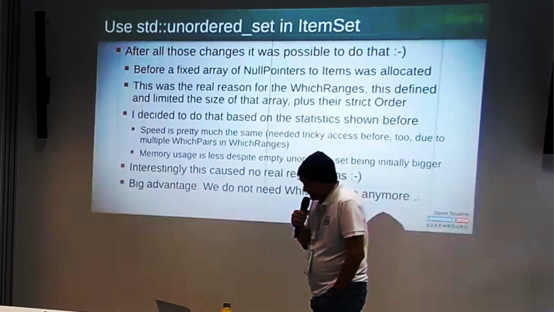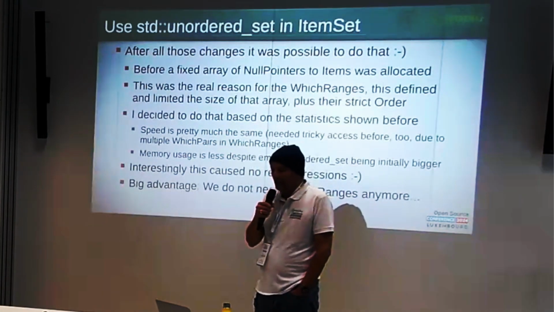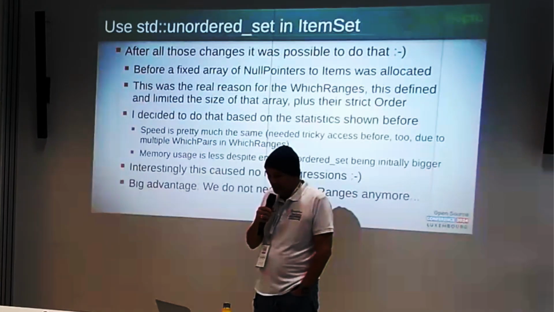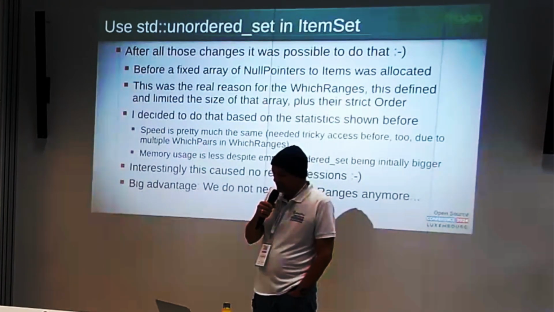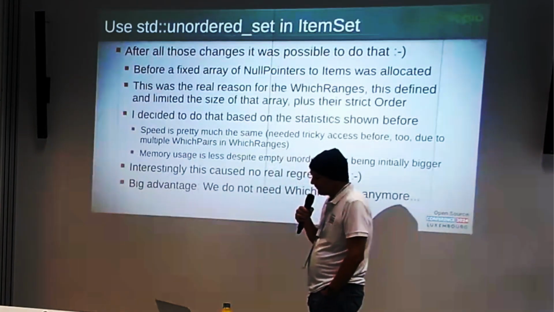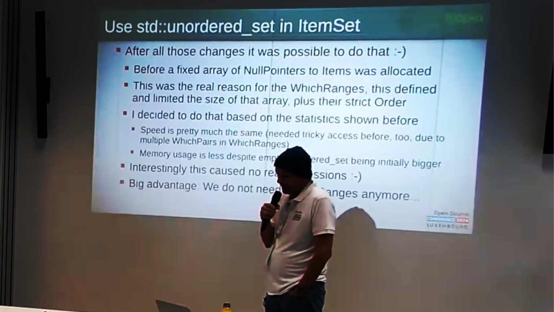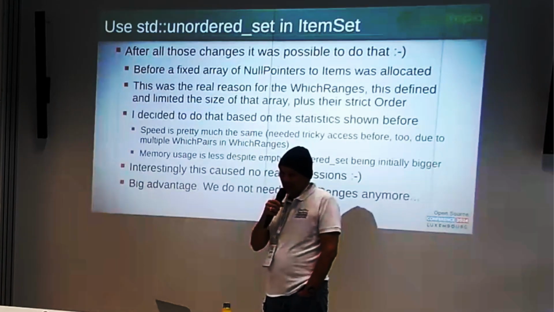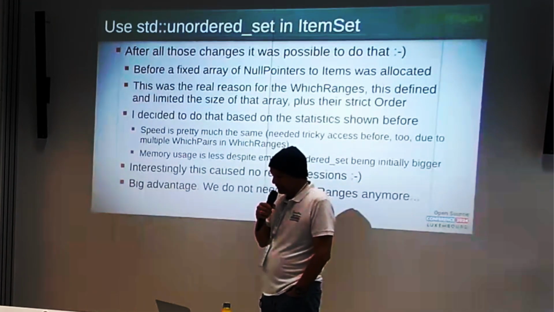And you can see the which ranges. If you're not familiar with it, every item set had to be, or has to be, or currently still gets constructed with a which range, which defines valid ranges of which IDs for this item set which it can hold. But the only reason was to have a limited size to be able to create that array. And with the change to unordered set, we don't need that anymore.